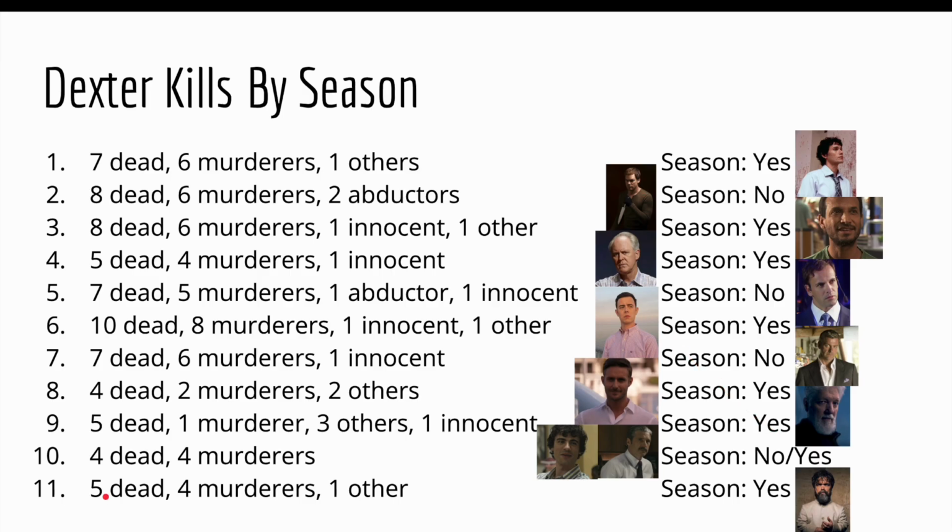But in Resurrection, Dexter killed 5 victims, 4 of whom were murderers, and 1 was an otherer. That was Leon Prater, because he can't really be categorized very easily.